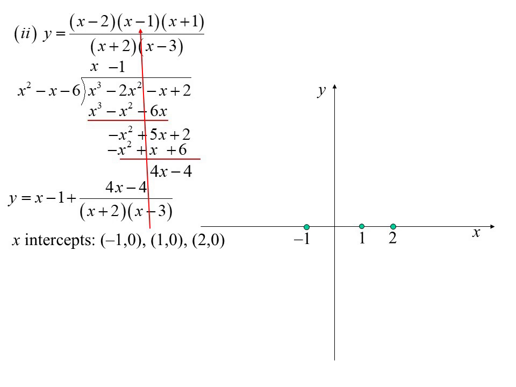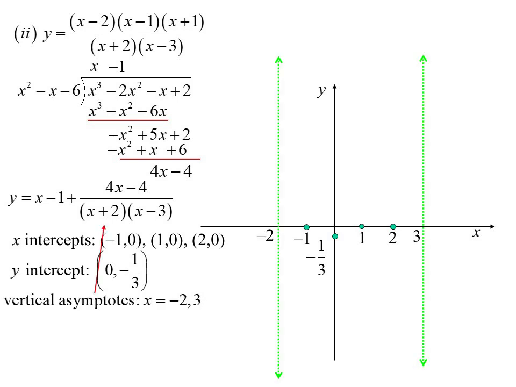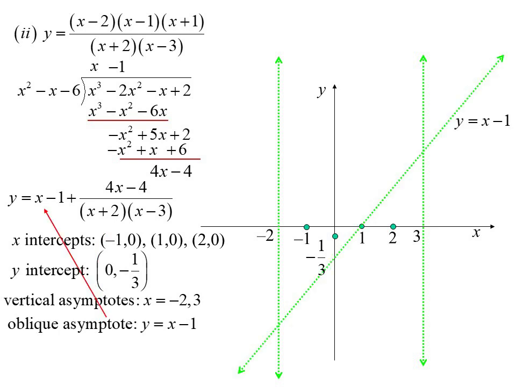X-intercepts: if I look at the top of the fraction of the original question I was given, it's going to be -1, 1 and 2. Y-intercept: substitute in 0, minus a third. Vertical asymptotes, -2 and 3. Oblique asymptote this time: it's going to be the line y equals x minus 1. Put that one in. And yes, it does cut, because 4x minus 4 equals 0 when x equals 1, but mind you, we already knew that one because we'd drawn it in and it was passing through our x-intercept anyway. But that's the only time it's going to cut that.